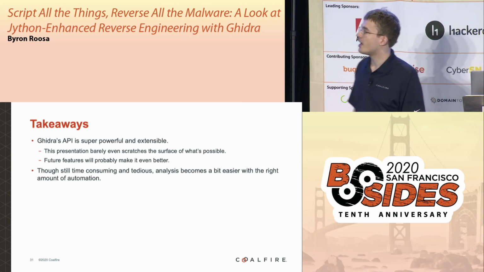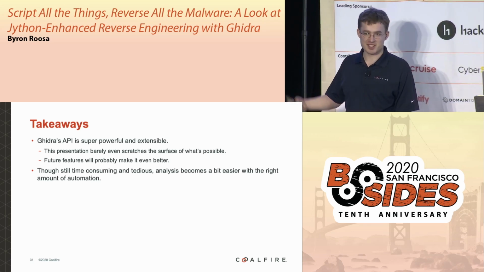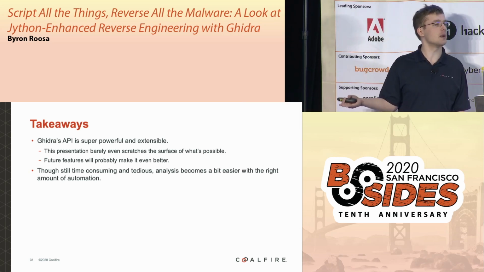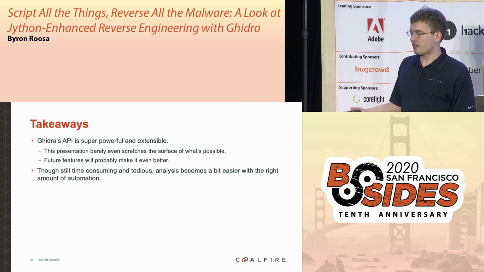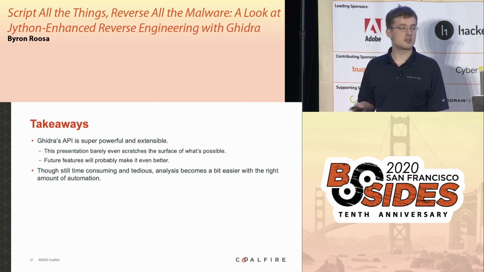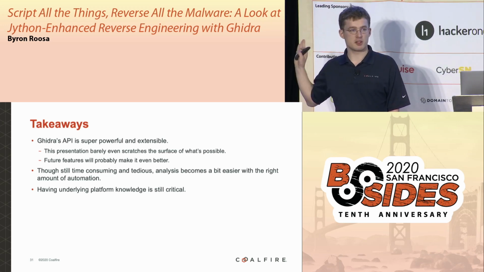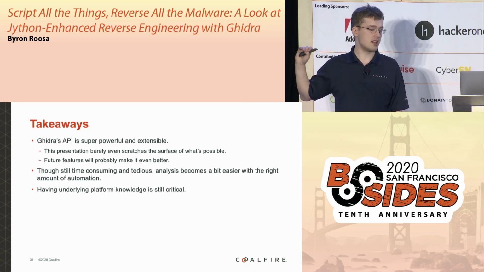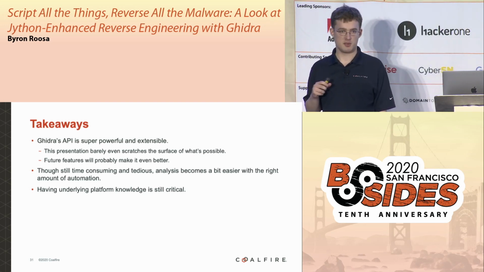And it's still time-consuming and tedious, but this kind of automation is important to learn how to do as part of learning to be a reverse engineer, because without it, your effectiveness is pretty limited because of the amount of time it's going to take. But even with all these tools, it's also important to say that having underlying platform knowledge is still critical to being a good reverse engineer.